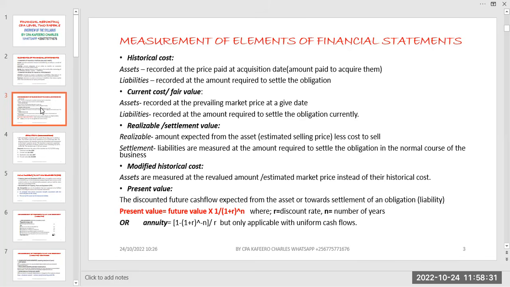Because we don't have any value that we can assign to that other than the one you have actually paid.